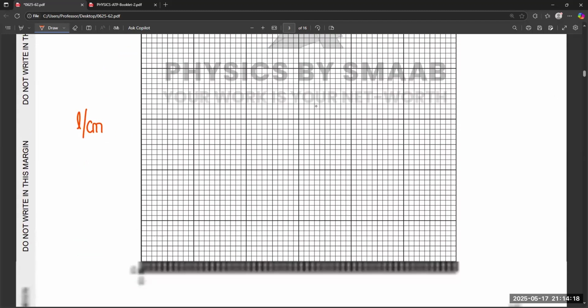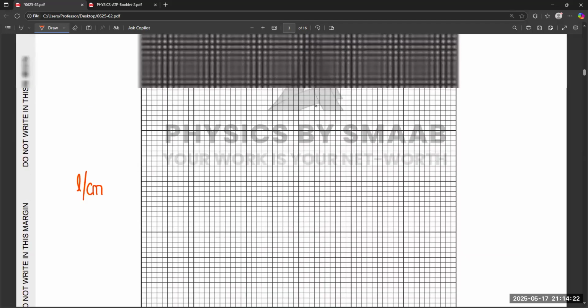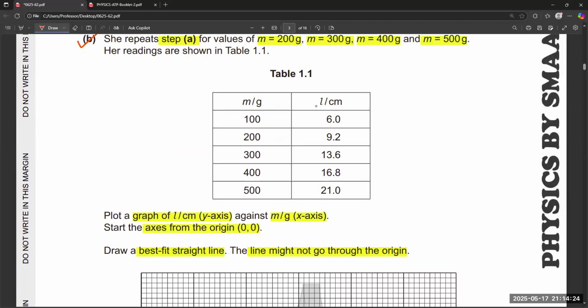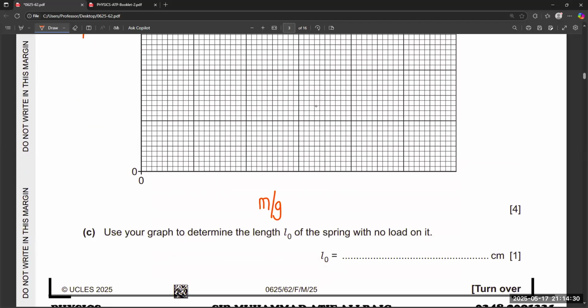So on the x-axis, we have 1, 2, 3, 4, 5, 6 large boxes, and the values are from 100 till 500. So we can just simply divide them like this: 100, 200, 300, 400, 500, 600. Simple.